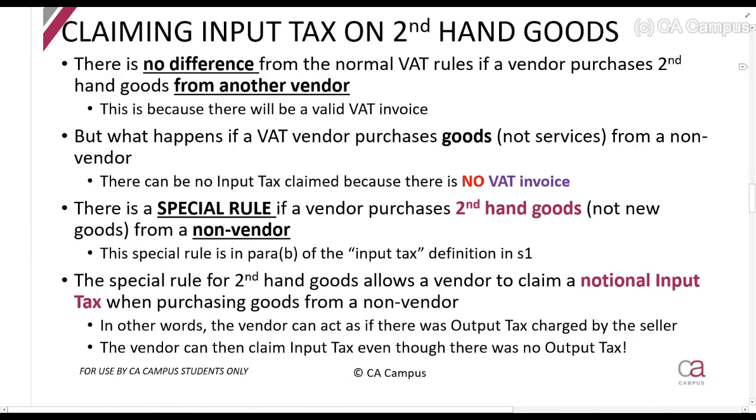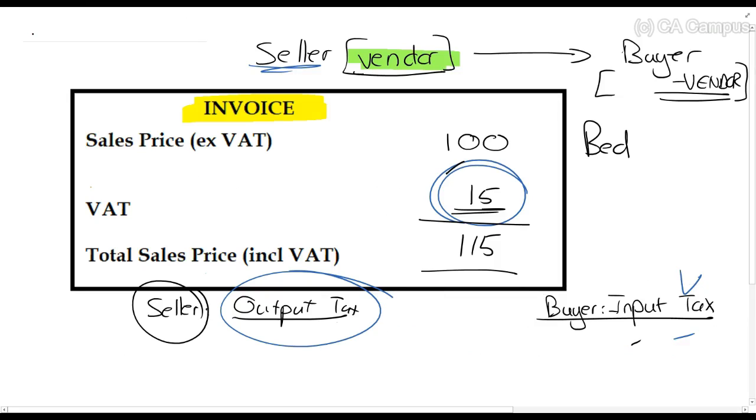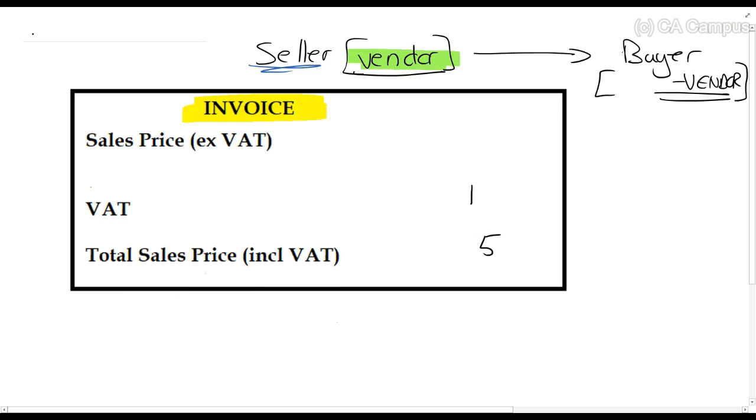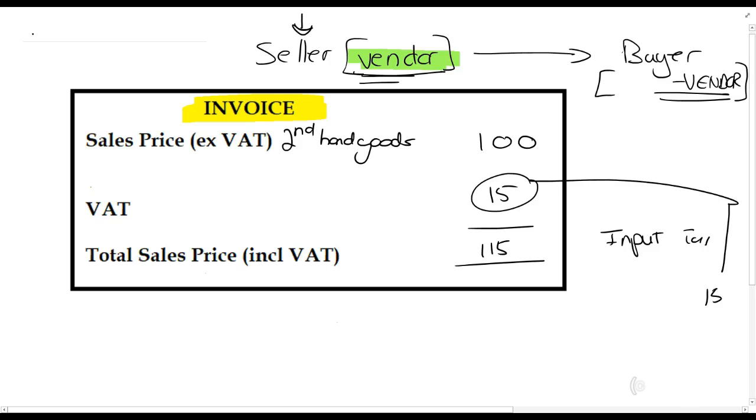So what happens on second-hand goods? Now, I want you to understand, sometimes students mess this section up, and you might even recall this a little bit yourself. Okay, now, if you are buying second-hand goods, if the seller is a vendor, they will sell it to you, they will charge you VAT, and you can claim the input tax of whatever that is, because there is VAT on the invoice.